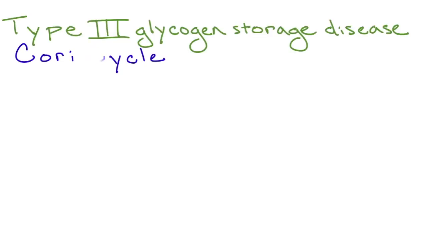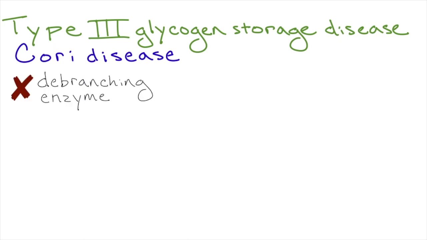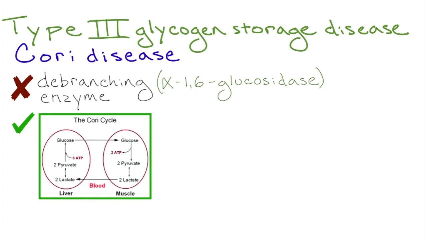Beyond the Cori cycle being part of the consequences of having type 1 GSD, it's also the name of another GSD, type 3, or Cori disease. In Cori disease, the broken or deficient enzyme is one step back along the process of glycogen breakdown at the level of debranching. We also previously referred to debranching enzyme as alpha-1,6 glucosidase.